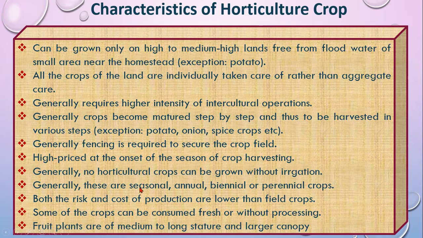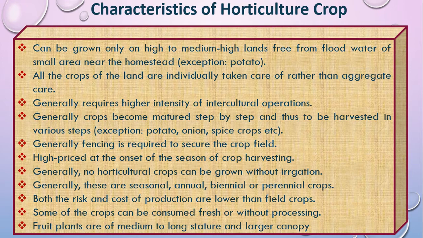Horticulture crop is seasonal, annual, biennial, and perennial as well. That means when it is biennial or perennial, you can get fruit or product every year. But in field crop, you cannot do that, and the risk is lower than field crop. Then it is consumed fresh or without processing. That means, for example, a fruit, a mango, or a tomato, you can collect the tomato and eat it, but you do not need to process it.